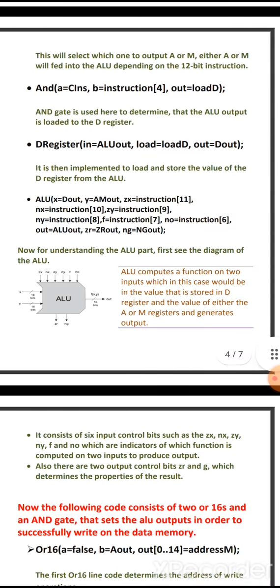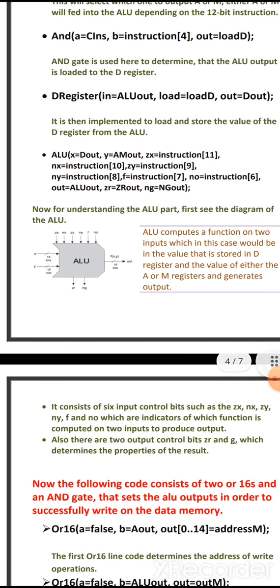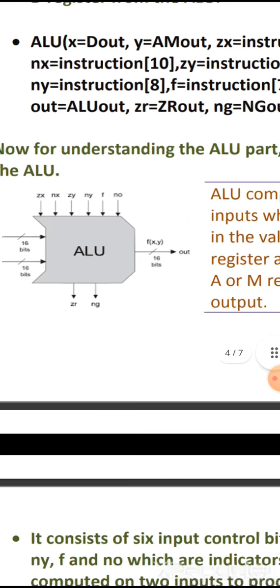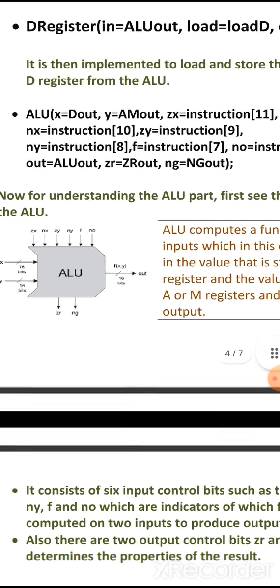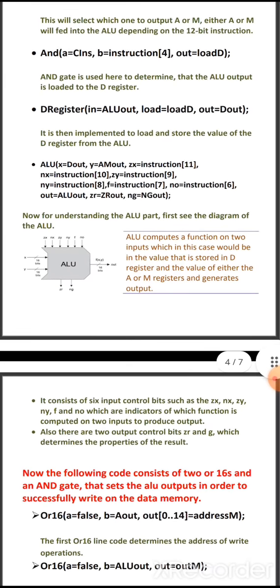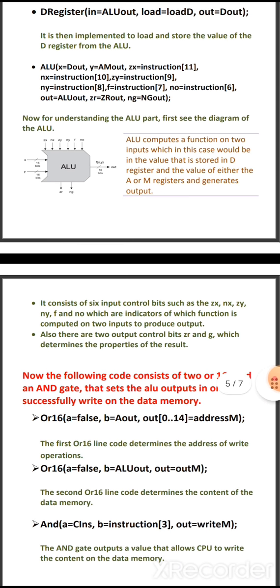There are a few lines of code for the ALU. First, we can go through the ALU diagram part. It consists of 6 input pins and 2 output pins. It computes a function on 2 inputs, which in this case are the value stored in the D register and the value of either the A or M register, which generates the output.